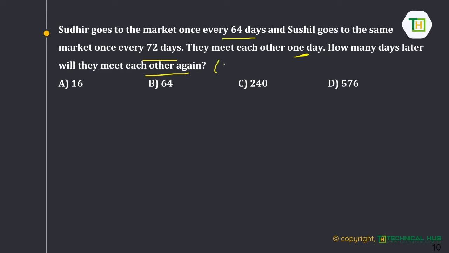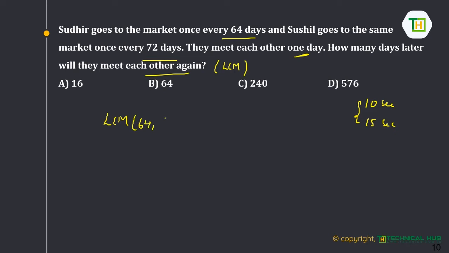So this question is related to LCM application. So don't think that this question is related to time and work. So this question is related to LCM application. For example, say first bell rings every 10 seconds and second bell rings every 15 seconds. So after how many seconds will they ring together? Similar question only. Okay. It means we have to calculate the LCM of these two numbers.